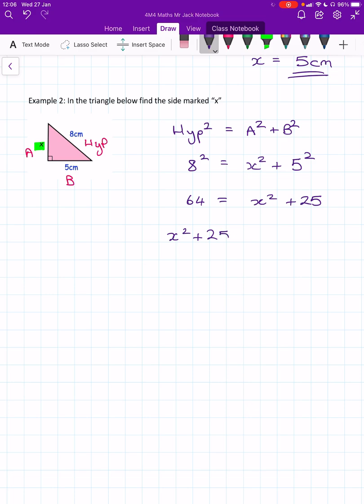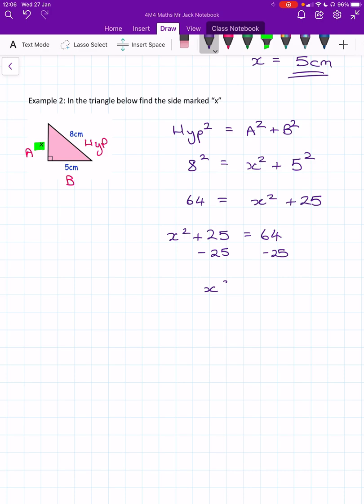Now again, at this point, what I'm going to do is write my equation around the other way. Okay, not changed anything, I've just flipped it from left to right. Okay, next thing to do, take away the 25. All right, I want to subtract 25 from both sides of that equation there.